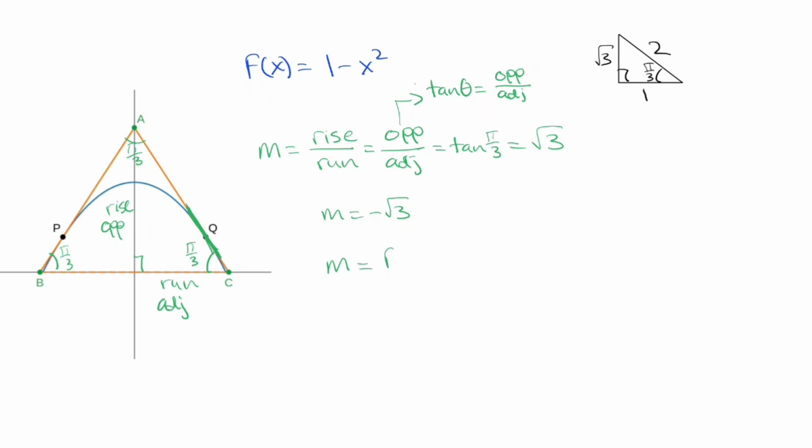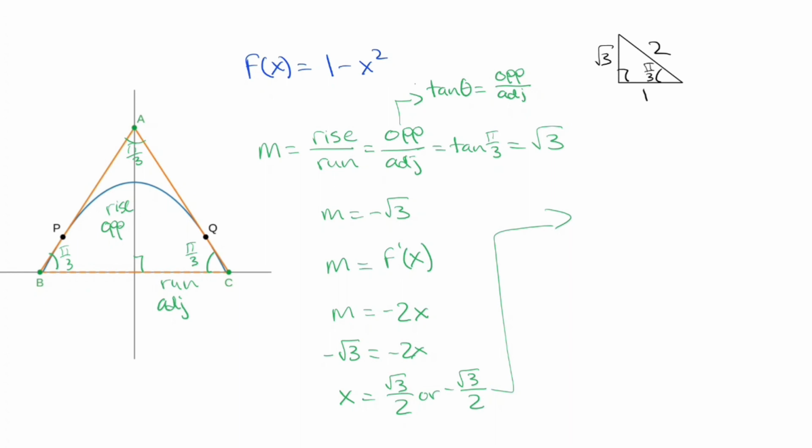And we also know that the slope of this line has to be equal to the first derivative of this curve, which is f of x equals 1 minus x squared. So the first derivative is going to be equal to minus 2x. From here, we can set negative square root of 3 equal to minus 2x, and then we find that x is equal to root 3 over 2. And by symmetry, we know that the x coordinate for P will be equal to negative square root of 3 over 2.